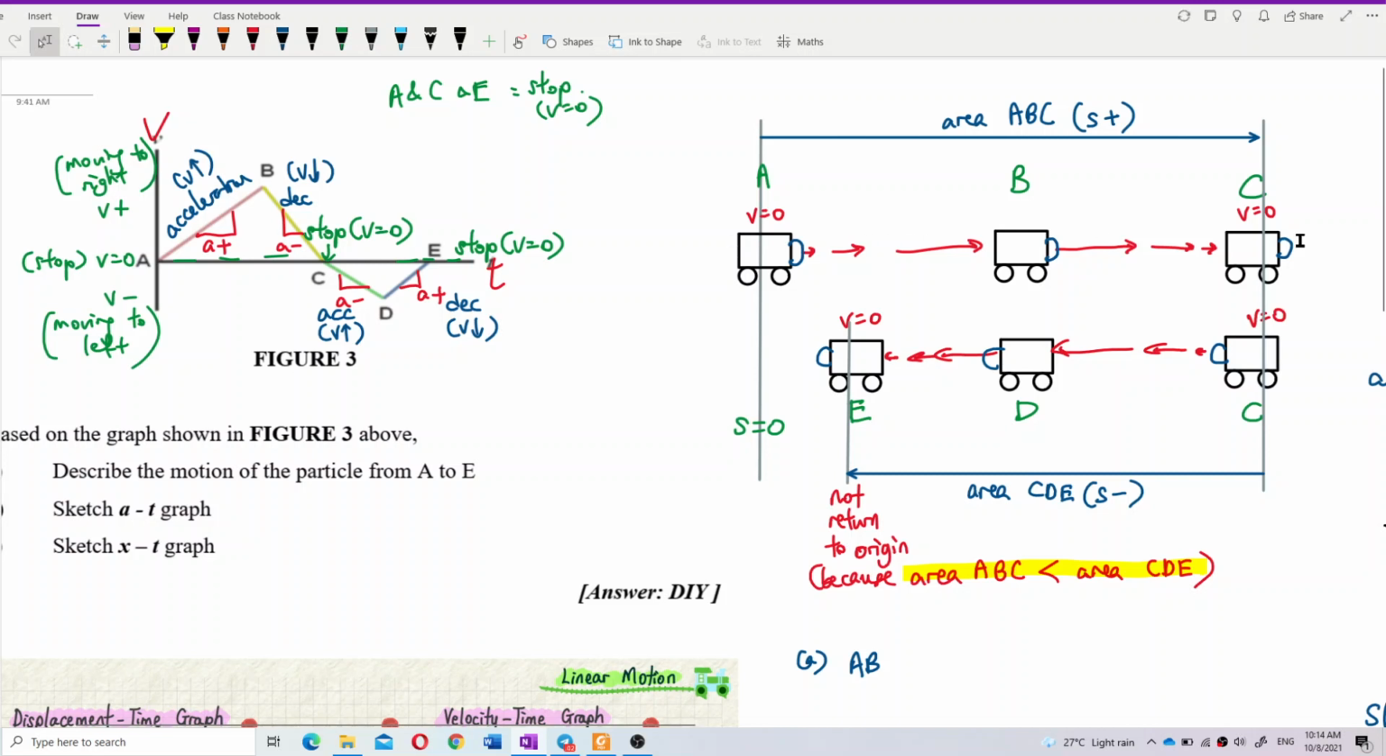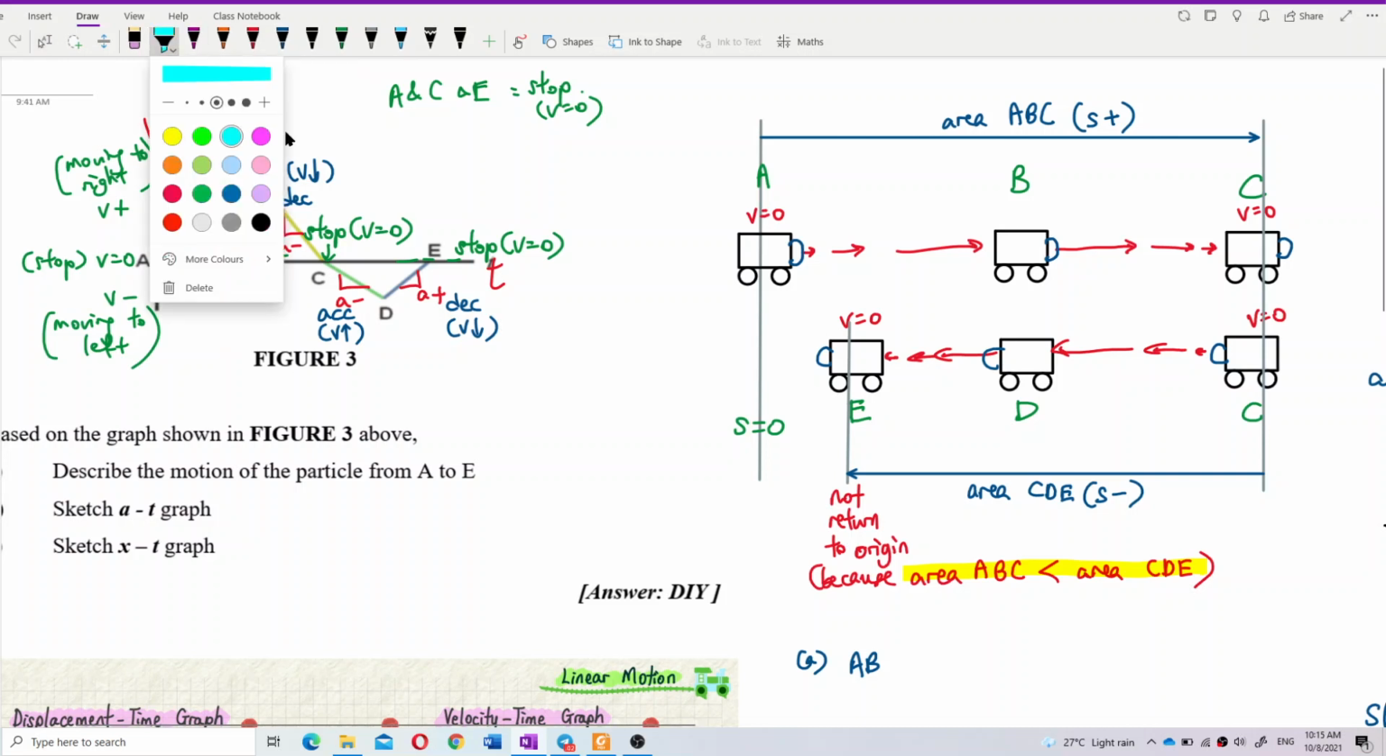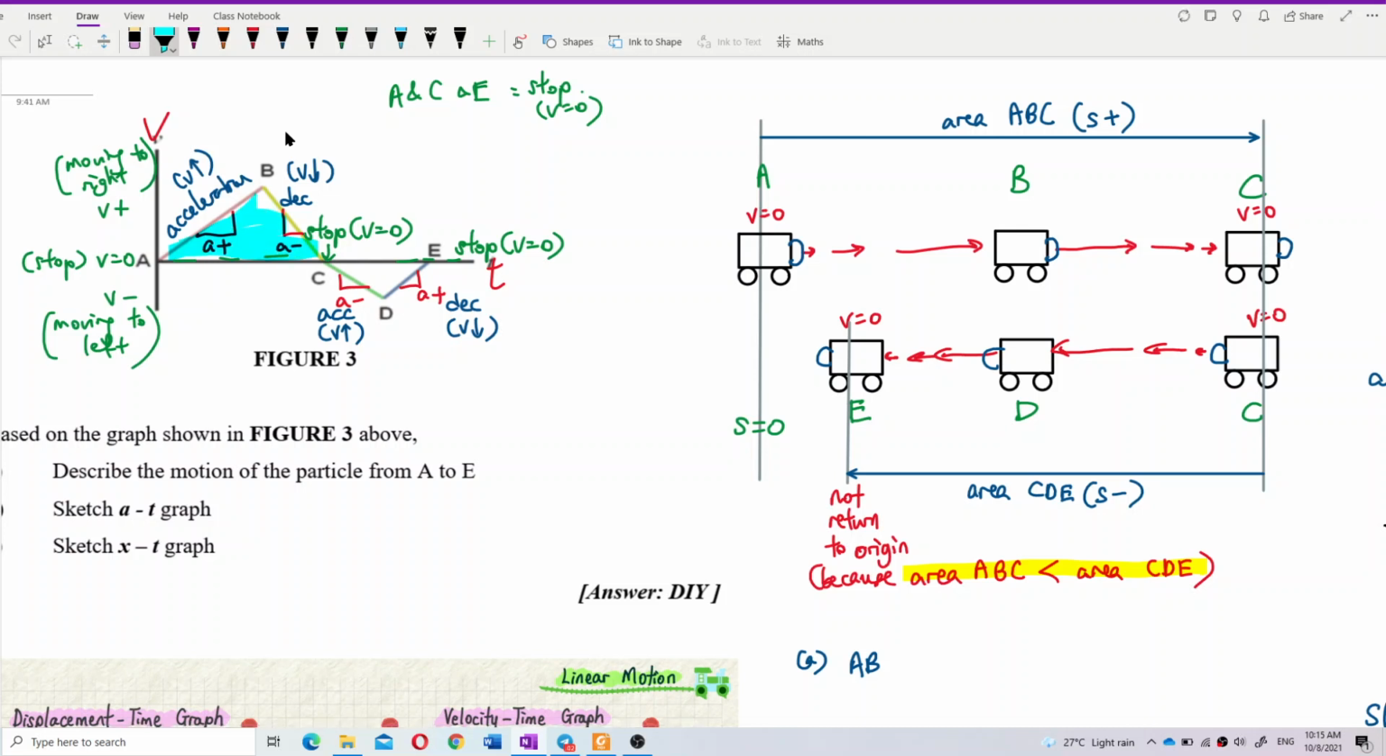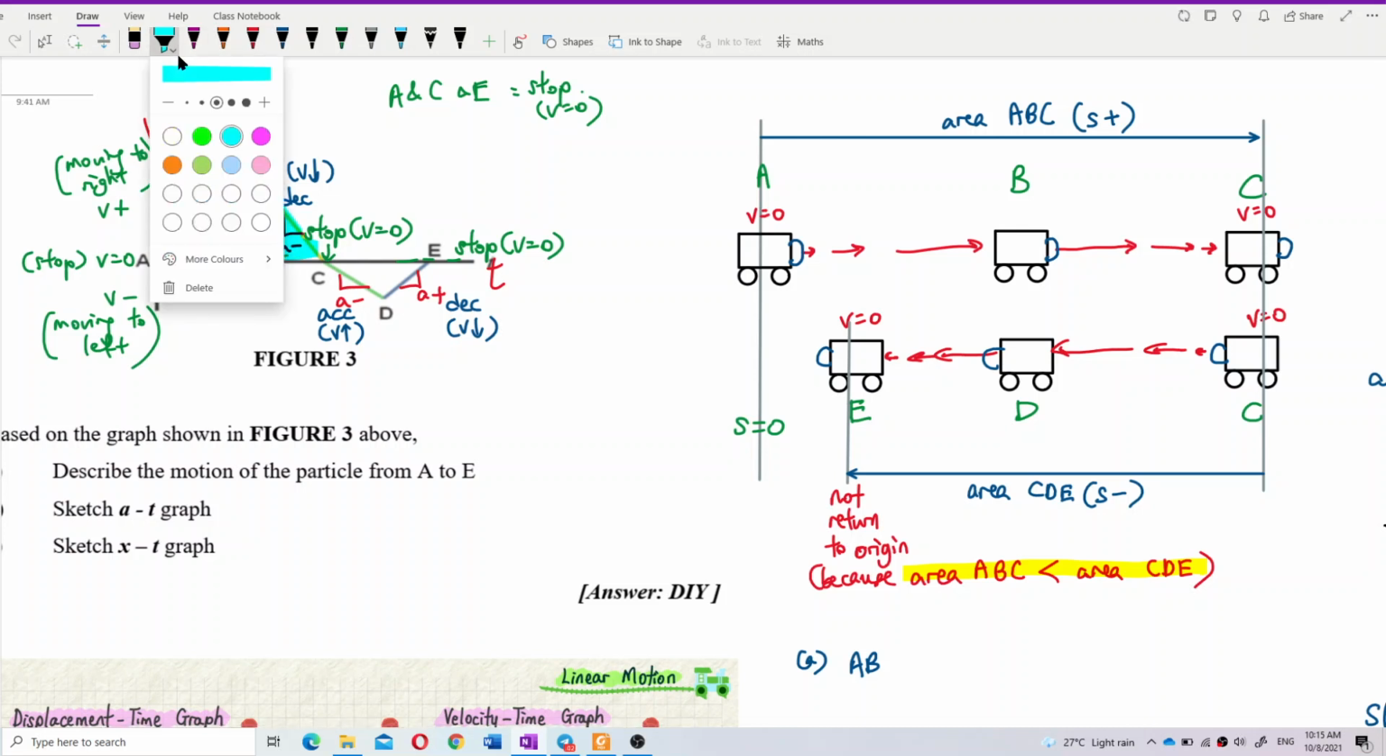We know that it goes forward and then it also goes backward. The area ABC is the distance it moved forward. Area CDE is the distance it moved backward. Okay, does the car return to the origin? Okay, look at this area. I want you to look at this blue area compared to the yellow area.